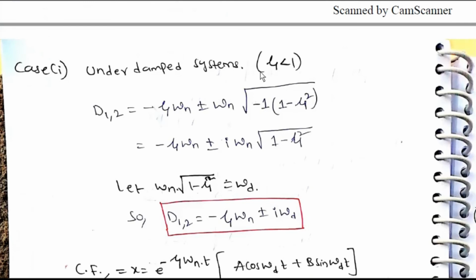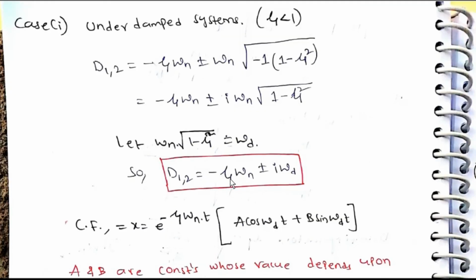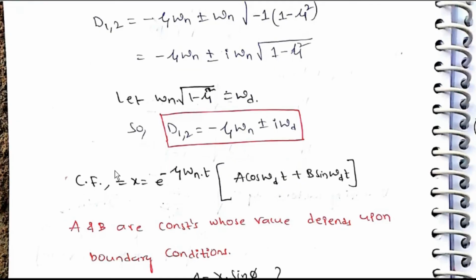Case 1, underdamped, epsilon less than 1. D1 comma 2 is equal to minus epsilon omega n plus or minus omega n into root of minus 1 into (1 minus epsilon square), which is equal to minus epsilon omega n plus or minus i omega n root of (1 minus epsilon square). Let omega n into root of (1 minus epsilon square) be equal to omega d. So D1 comma 2 is equal to minus epsilon omega n plus or minus i omega d.